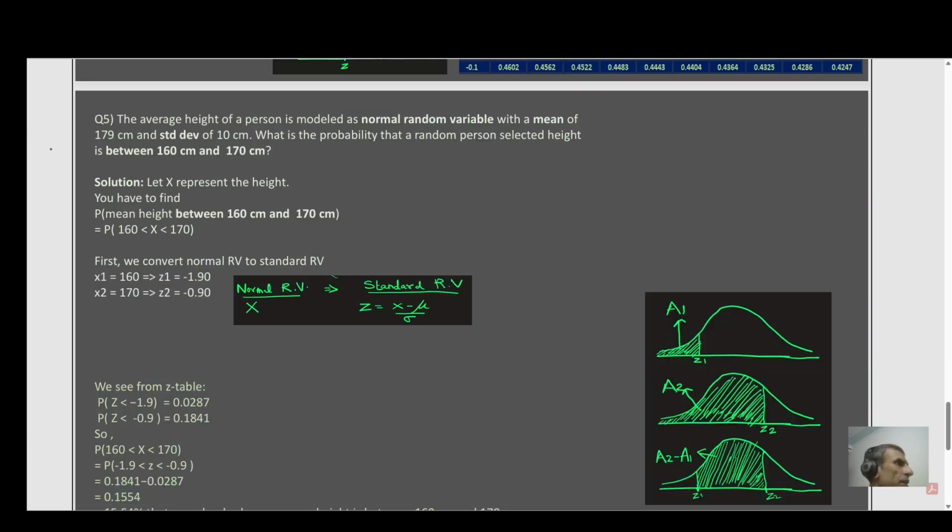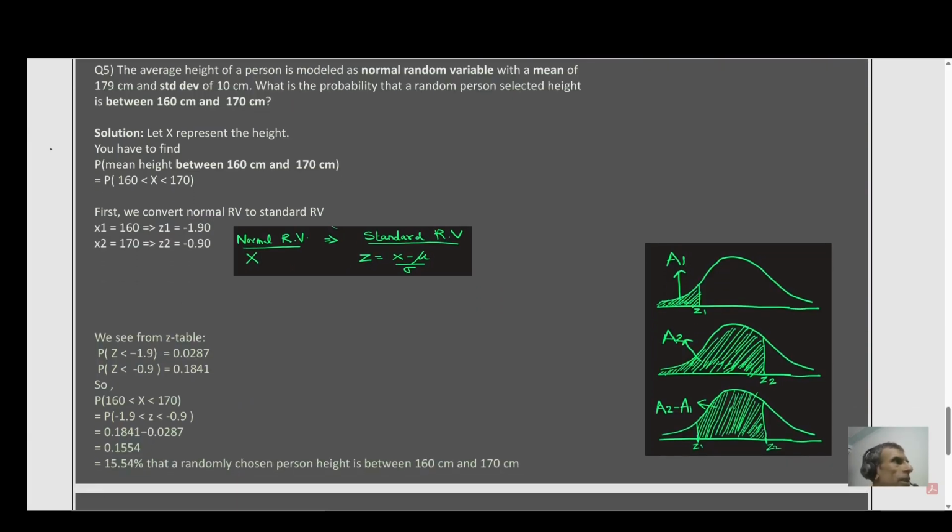The average height in this question is given as a normal random variable, where the mean value is 179 and the standard deviation is 10 centimeters. In this case, they're asking: if you randomly select a person, what is the probability that his height is going to be between 160 and 170? Same thing as before, x represents the height, and you have to find the probability that the height of the person is between 160 and 170.